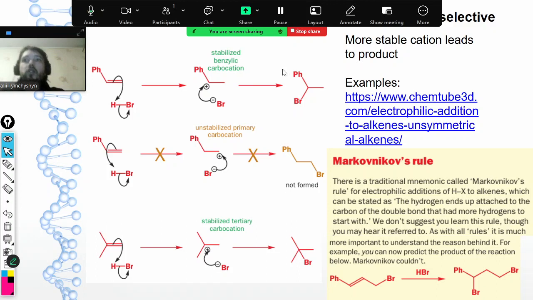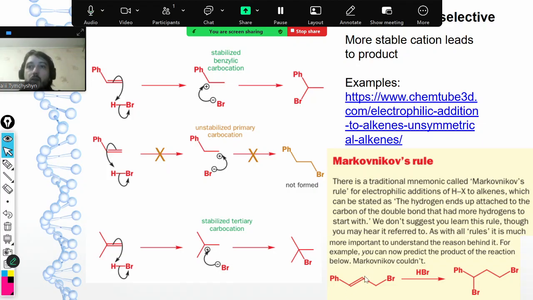And there is a traditional mnemonic called Markovnikov's rule for the electrophilic additions of HX to alkenes, which can be stated as: the hydrogen ends up attached to the carbon of the double bond that has more hydrogens to start with. Of course, I don't suggest you learn these rules, but you may hear it referred to. As with all similar rules, it is much more important to understand the reason behind it. For example, you can now predict the product of this reaction, despite that you cannot do that with Markovnikov's rule.